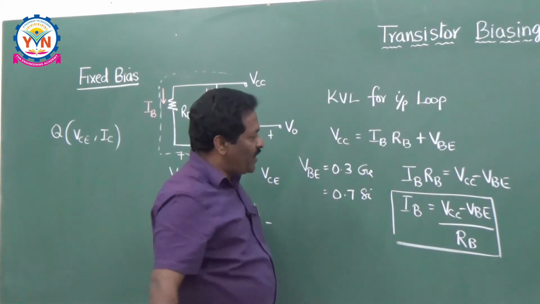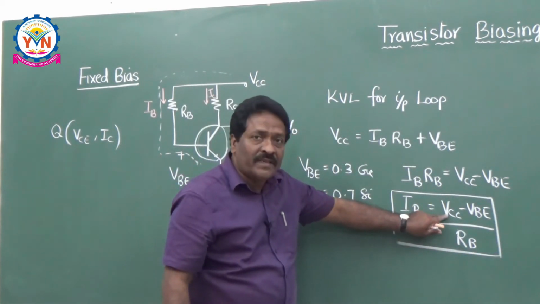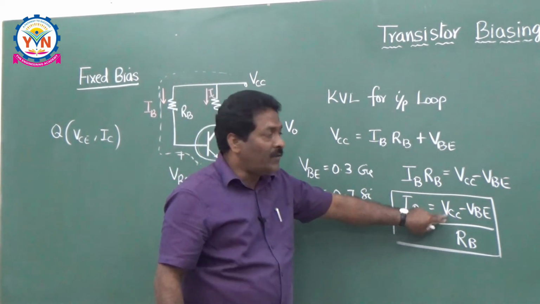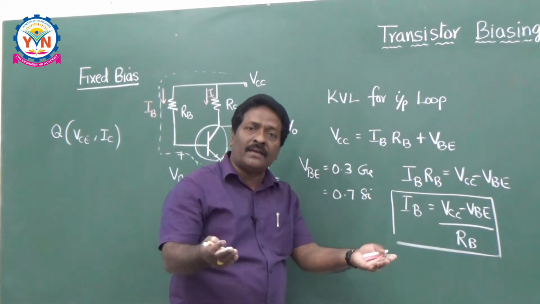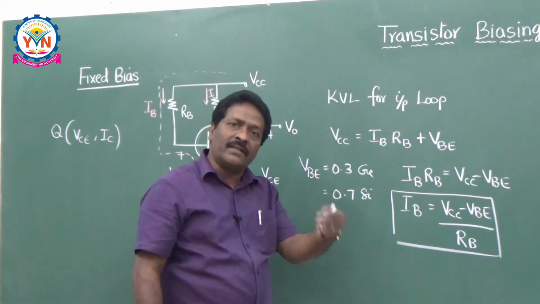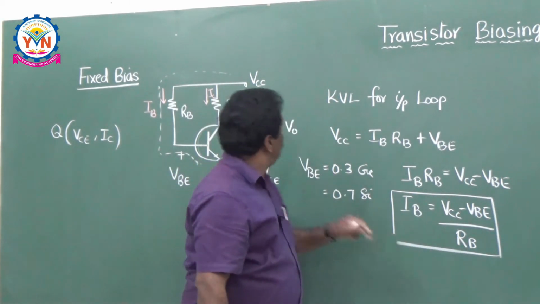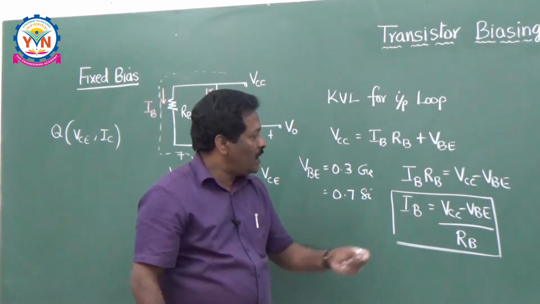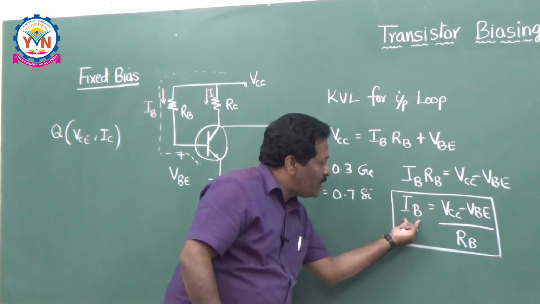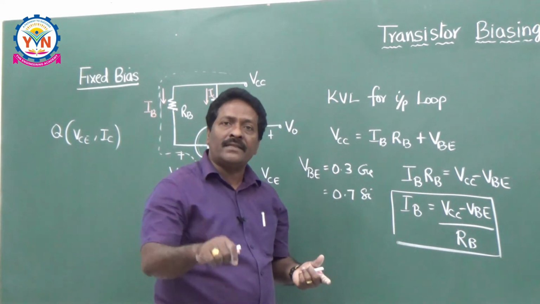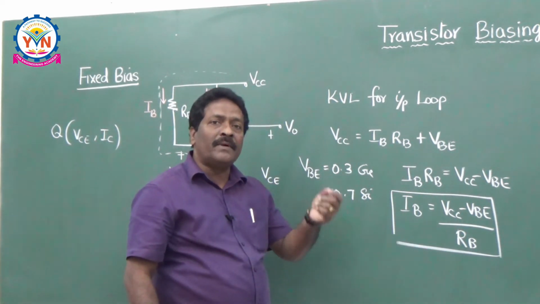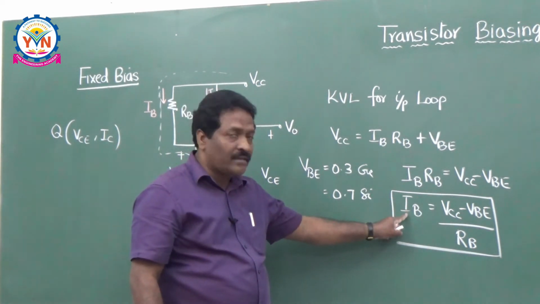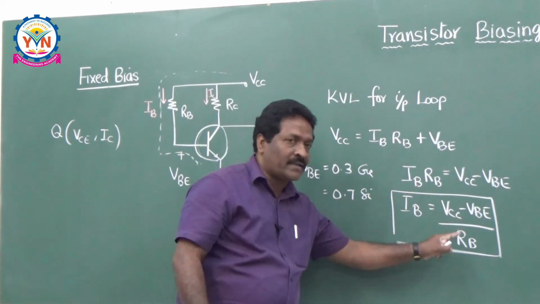But remember here, friends, the VCC is fixed. Whatever supply you are giving is nothing but the VCC. It is fixed. VBE is 0.6 for silicon and 0.3 for germanium. It is also fixed. RB, the base resistance, is also fixed because you have given the base resistance. If all are fixed here, your IB is also fixed. That is the reason it is called a fixed bias circuit. The reason for calling it fixed bias is that all parameters are fixed here.